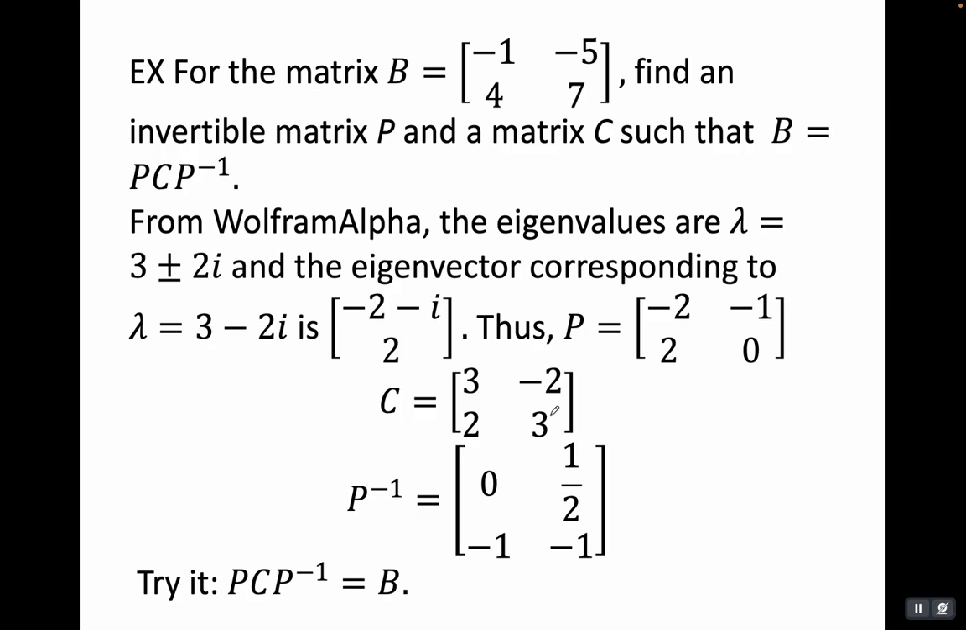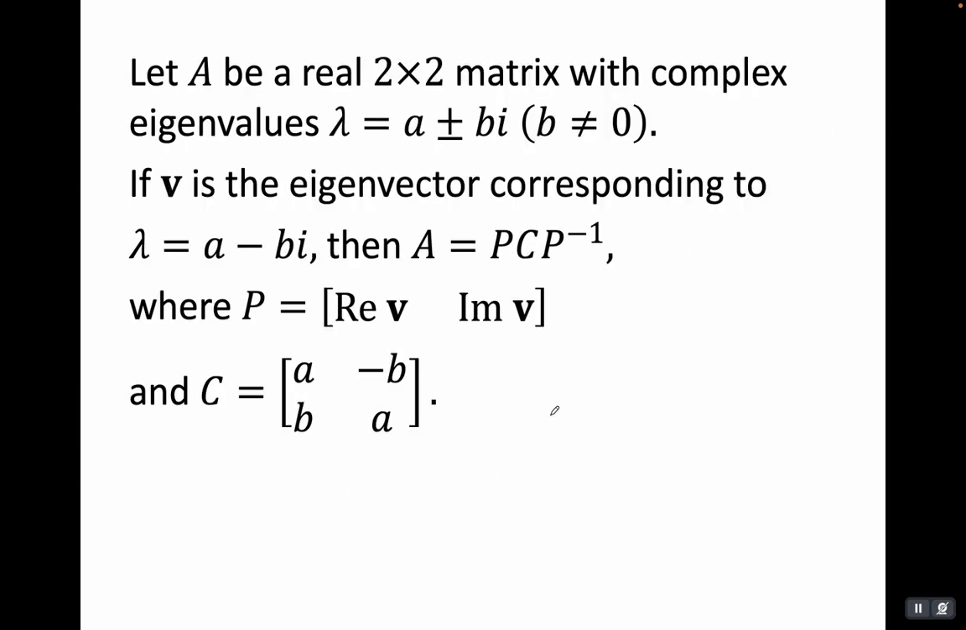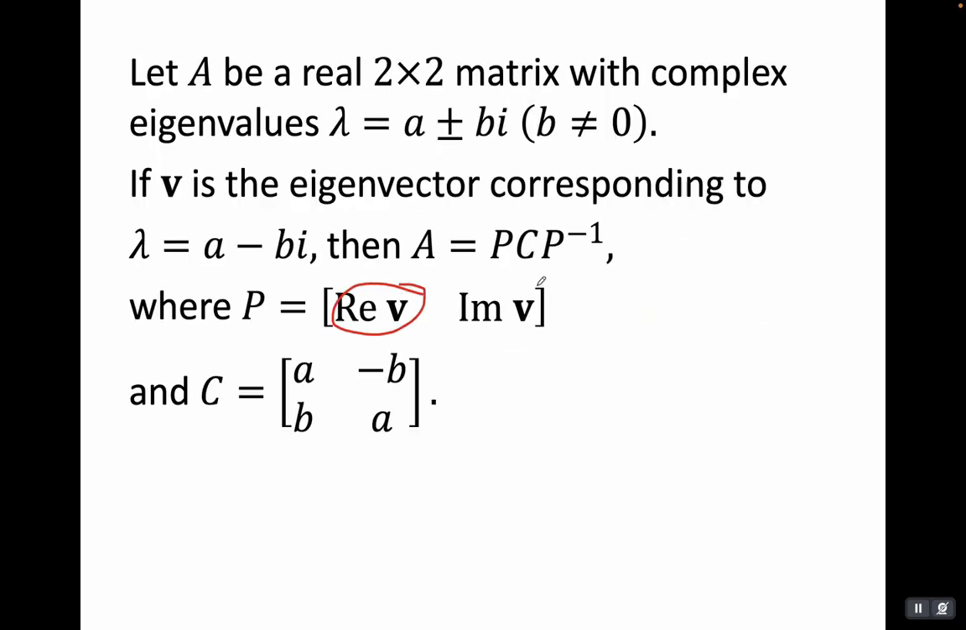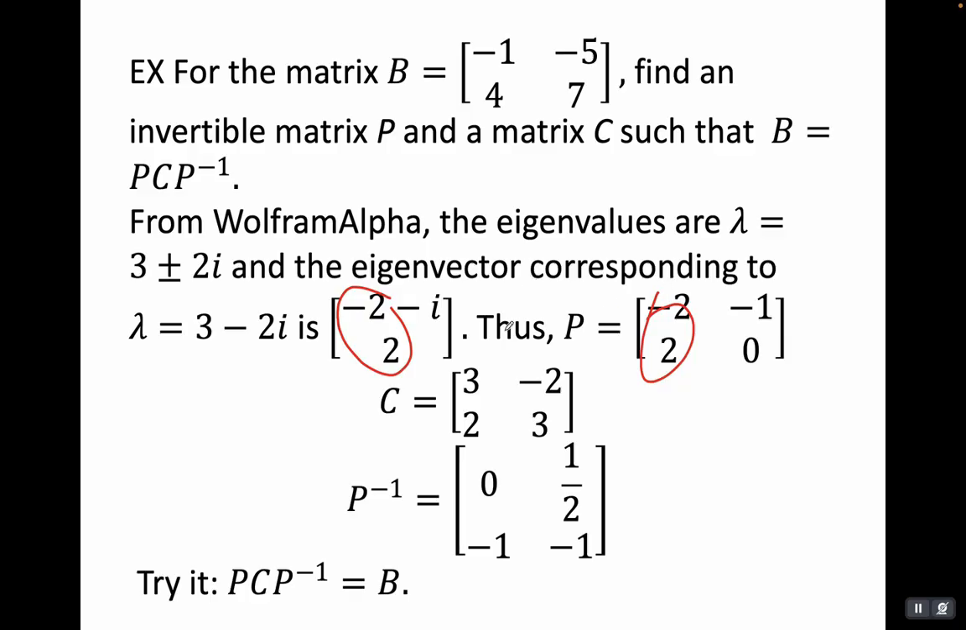Thus, P equals, now you may be lost, okay, P is going to be the real part of that eigenvector that corresponds to a minus bi. So this is our eigenvector, so the real part of v is going to be [-2, 2]. And the imaginary part of v, this column, looks like this. It's [-i, 0]. Negative i is 0, so in other words, the imaginary part is just [-1, 0].